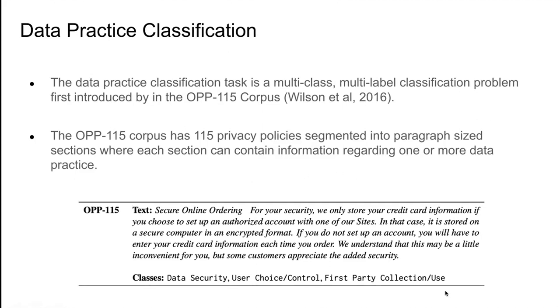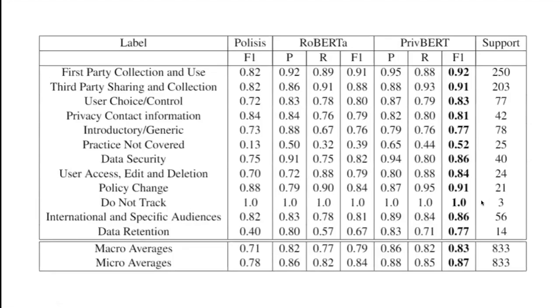Here you can see an example from the OP115 corpus, and the text here is a section from a privacy policy, and the classes for this section are data security, user choice and control, and first party collection and use. We tested this task on PrivBert, Roberta, and Polisis, which was an LSTM-based model, and we found that PrivBert performed best across all of the classes.